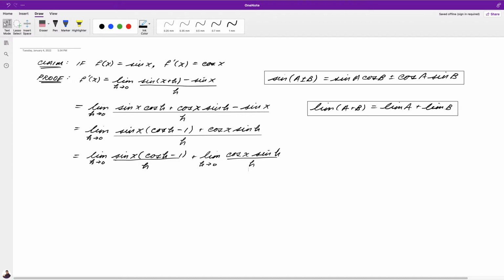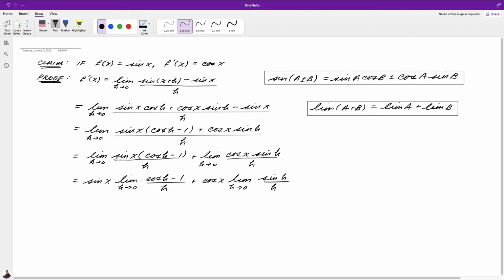Now, it's worth pointing out that the limit here is dependent on h. So this factor here, sine of x, can actually come out to the left-hand side of this limit. Moreover, the cosine x can come out as well. Okay, and I'm going to have the following: sine of x times the limit as h trends to 0 of cosine h minus 1 over h. And then over here we're going to have plus cosine of x times the limit as h trends to 0 of sine of h over h.